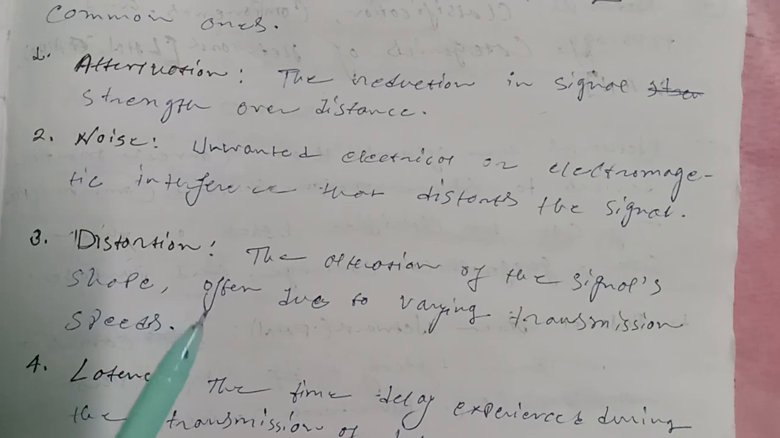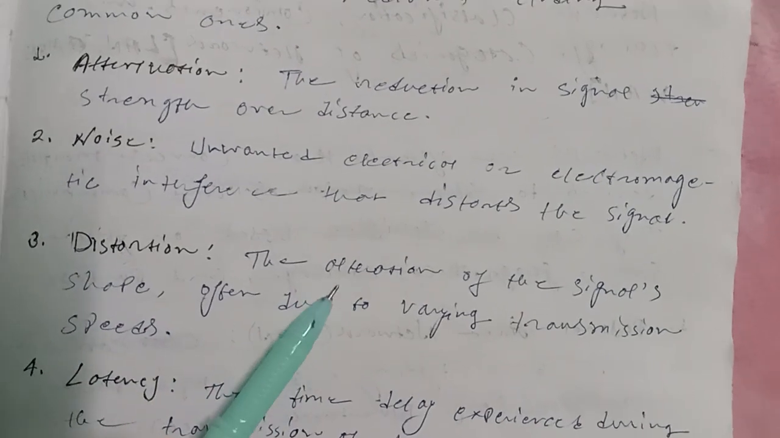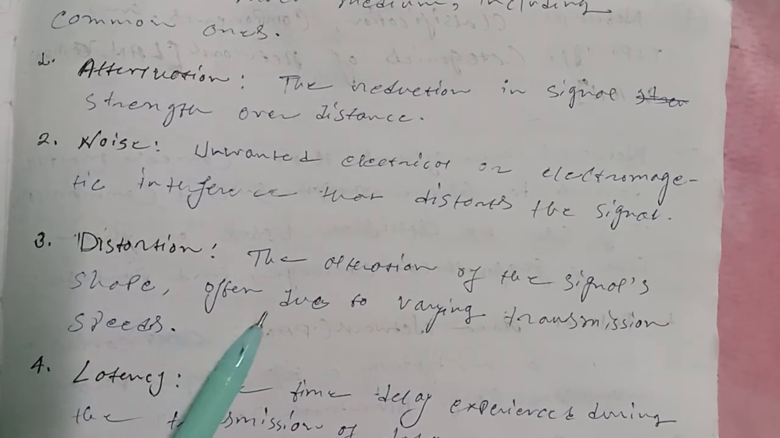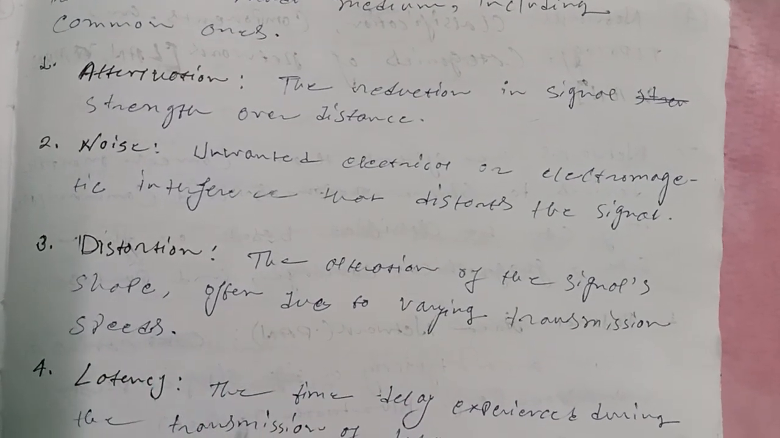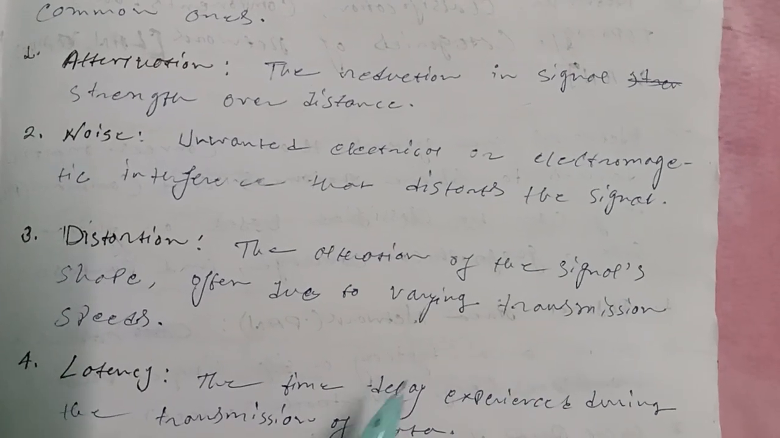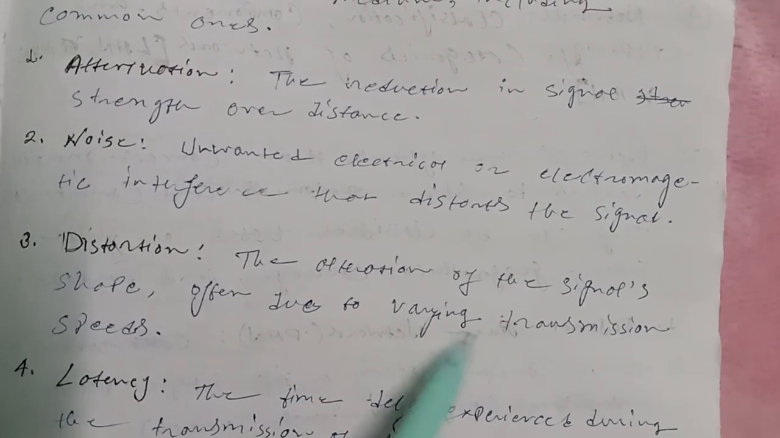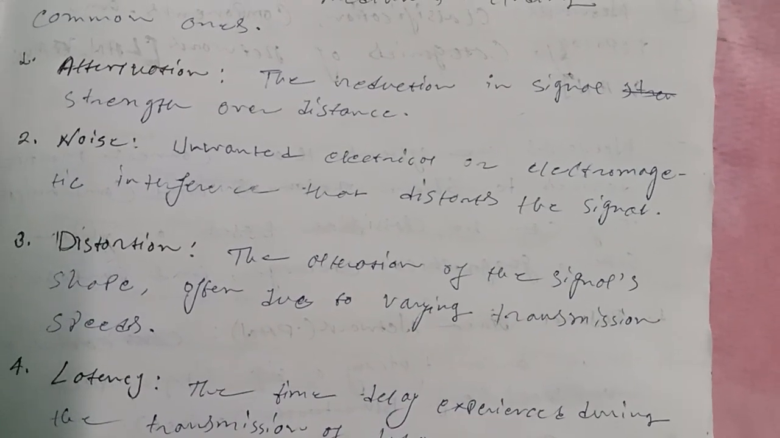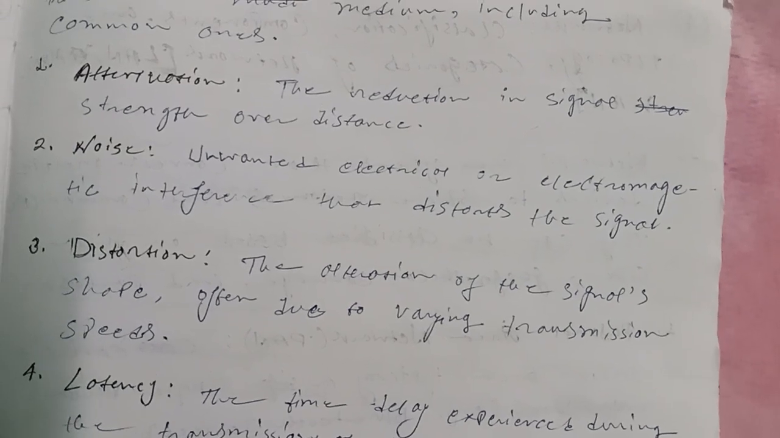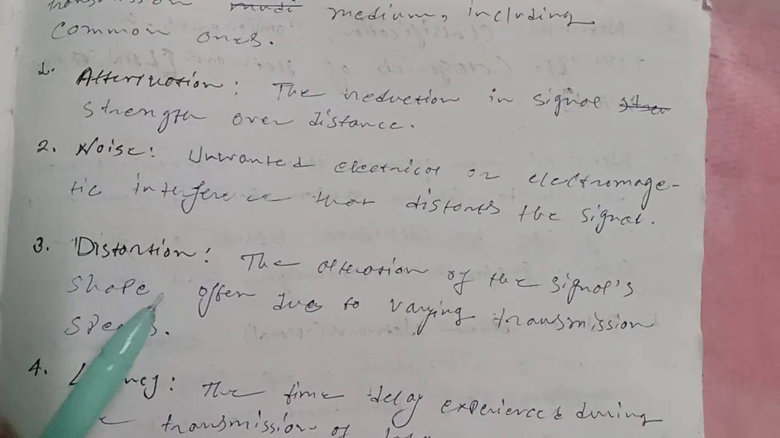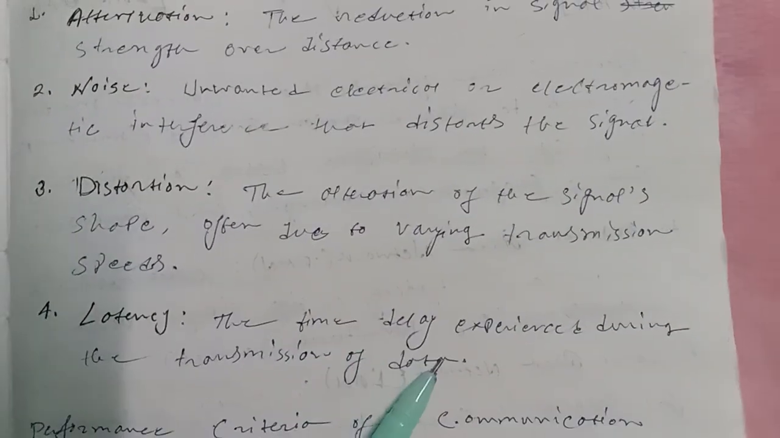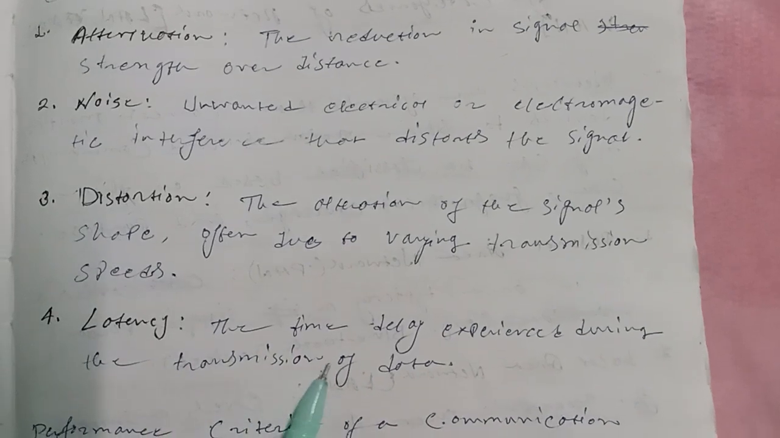Third one is distortion, the alteration of the signal shape, often due to varying transmission speed. Due to different transmission speeds, the signal shape is sometimes altered, and this can interrupt the data flowing. This is known as distortion. The last one is latency, the time delay experienced during the transmission of data. This is known as latency.